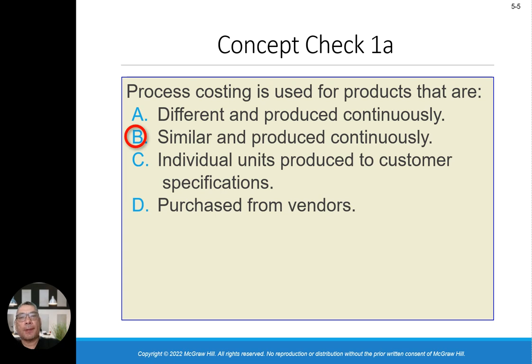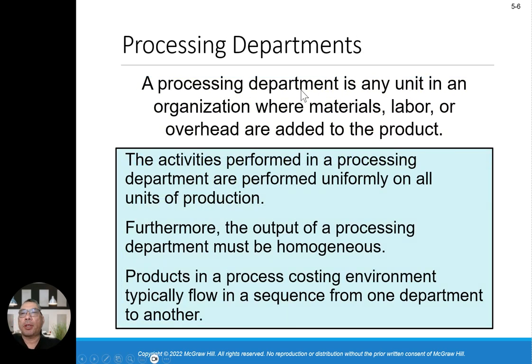Okay, let's look at the next one. A processing department is any unit in any organization where materials, labor, or overhead are added to the product. The activities performed in the processing department are performed uniformly on all production. A good example of a processing department is in the automotive sector, where they are all uniform, or in any motorcycle industry. Furthermore, the output of a processing department must be homogeneous. Products in a process costing environment typically flow in sequence from one department to the other.